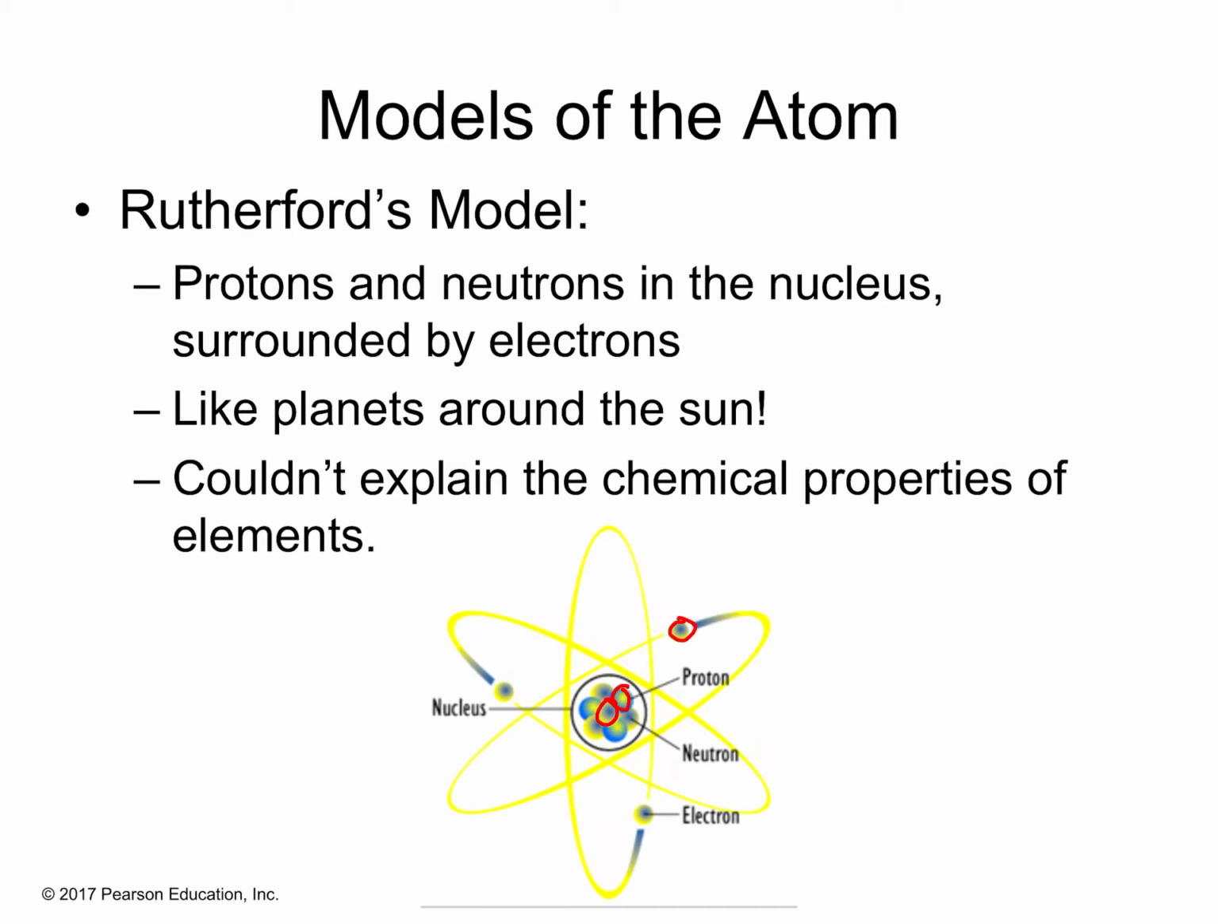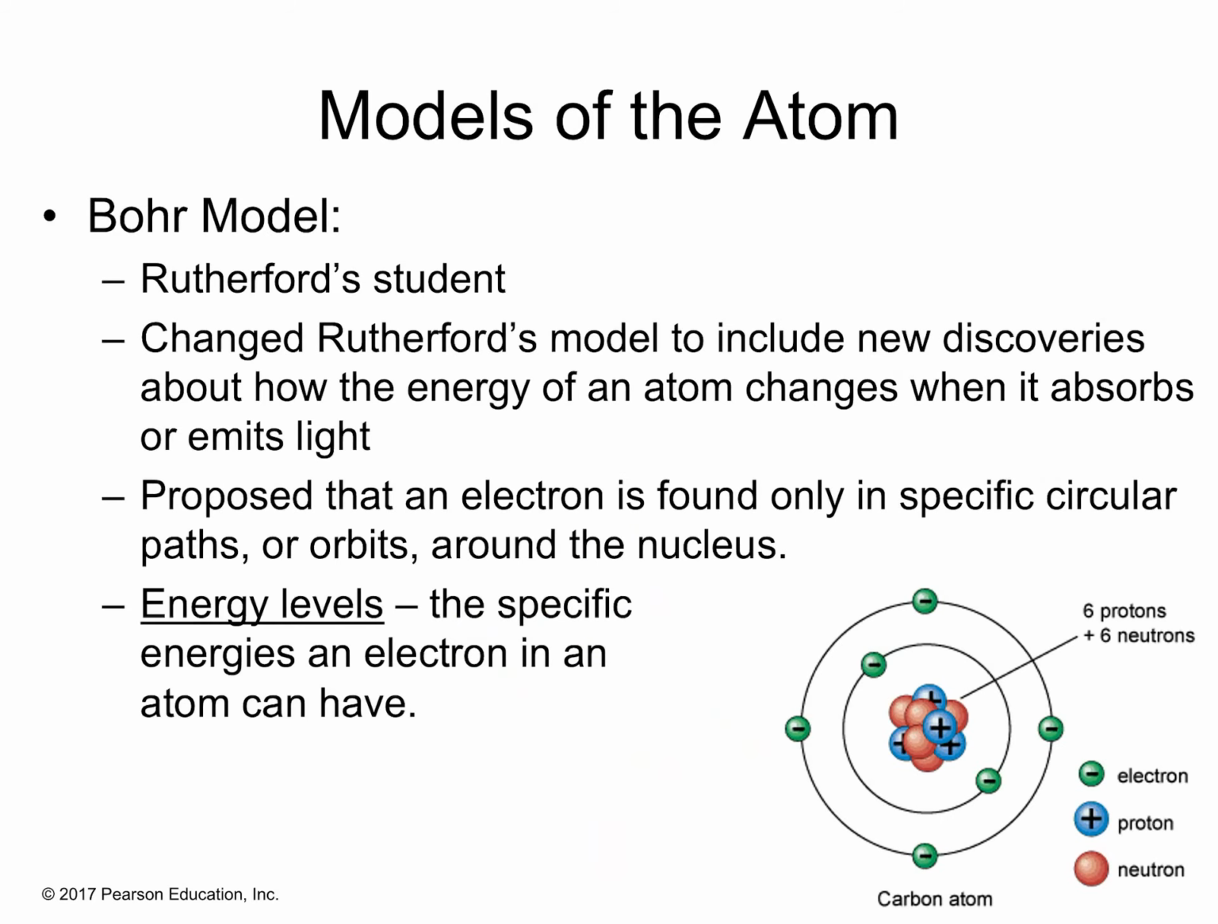And this was actually a really, really good model. It had the protons and the neutrons in the middle, electrons on the outside, which is still true today. But the way that he explained it, it couldn't explain any of these chemical properties of the elements. And so we needed a better model. Okay, and our better model ended up being Bohr's model.